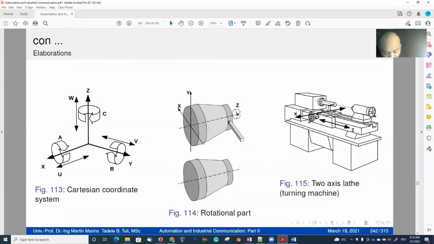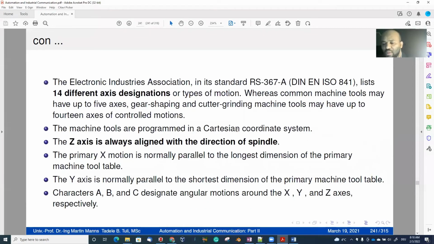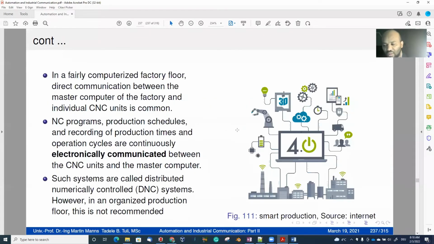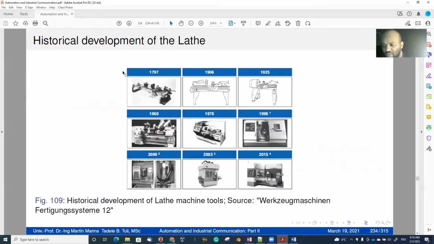Now, there's one important point whenever you have these machine tools. These machine tools could come in a lot of variety. For example, as you see here, there was an evolution. In 1797, it was very manual. In 1906, a little bit automated, and so on. Nowadays, we have really advanced machine tools.